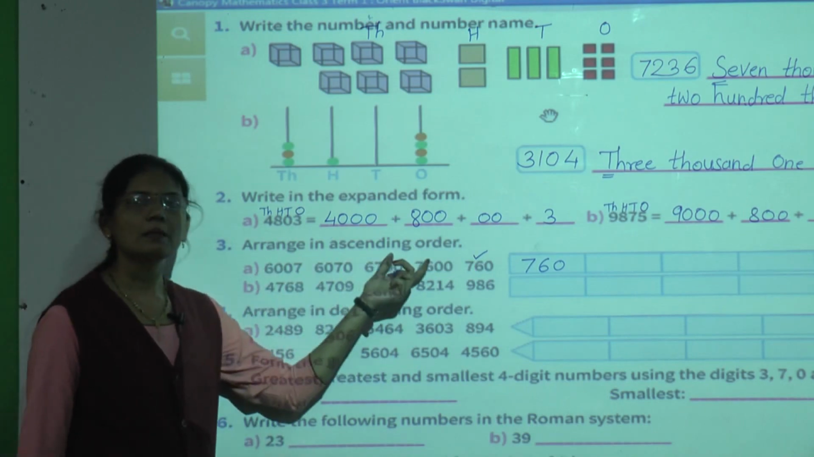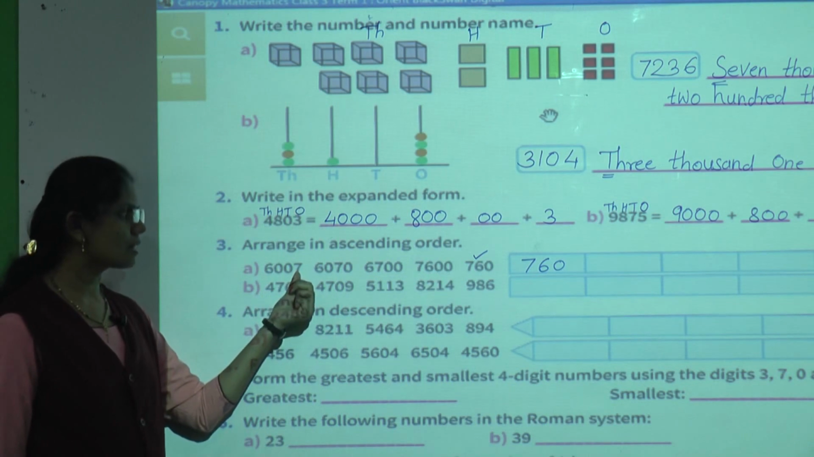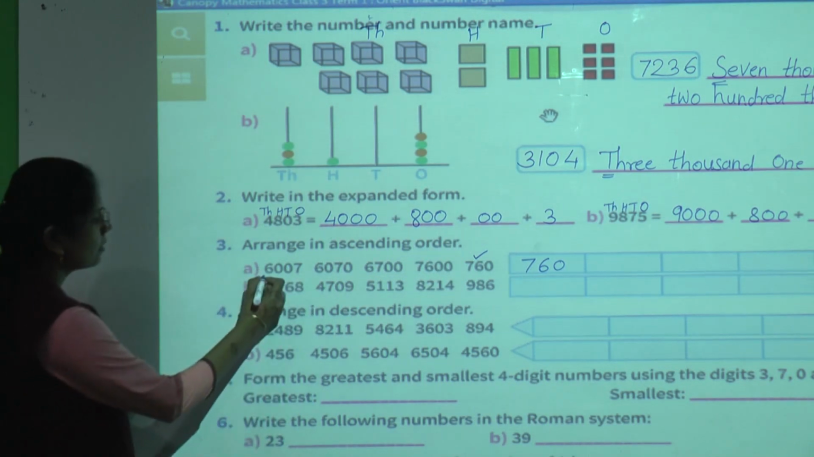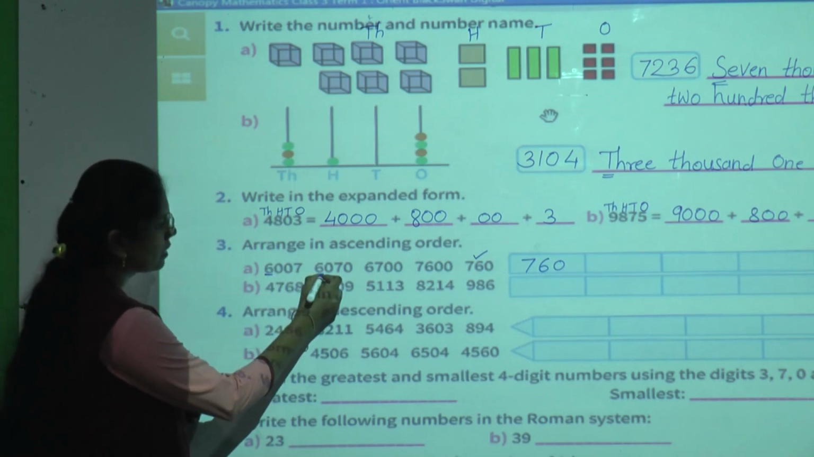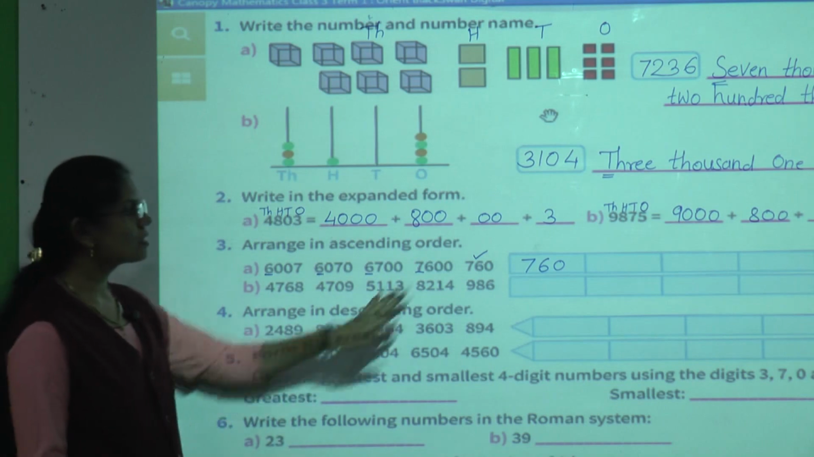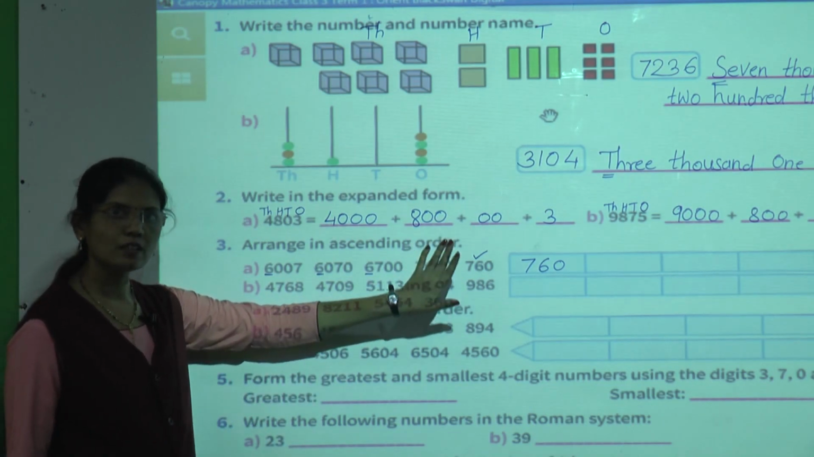Now we will see the remaining 4 numbers. See this first number 6007. We will see the thousands place number first. Here at thousands place 6 is there, here also 6, here also 6, and here 7. Means this is the greatest number. So we will write this number at the last.